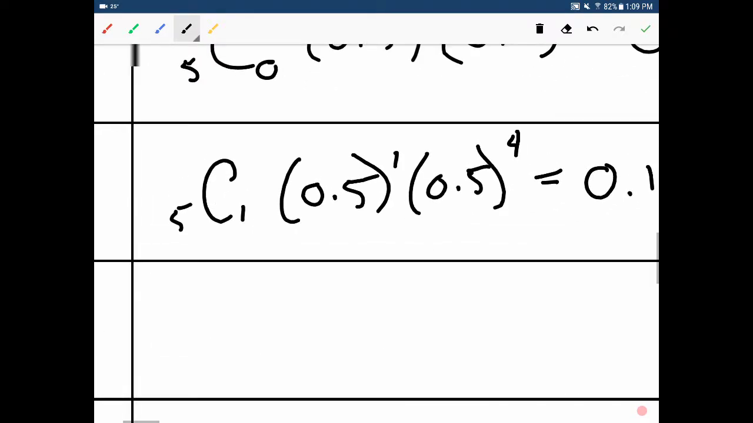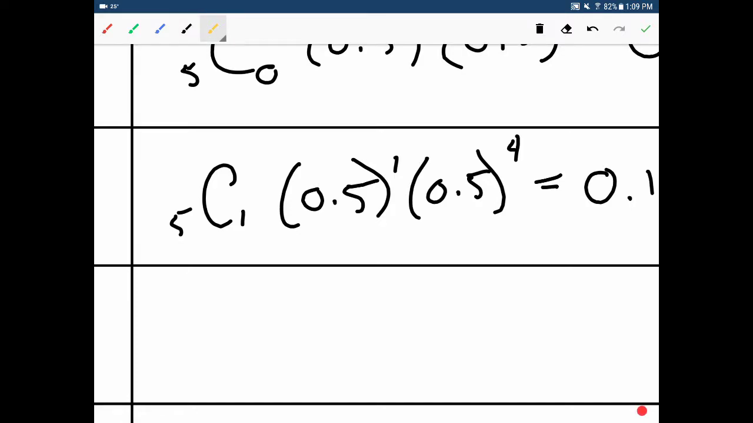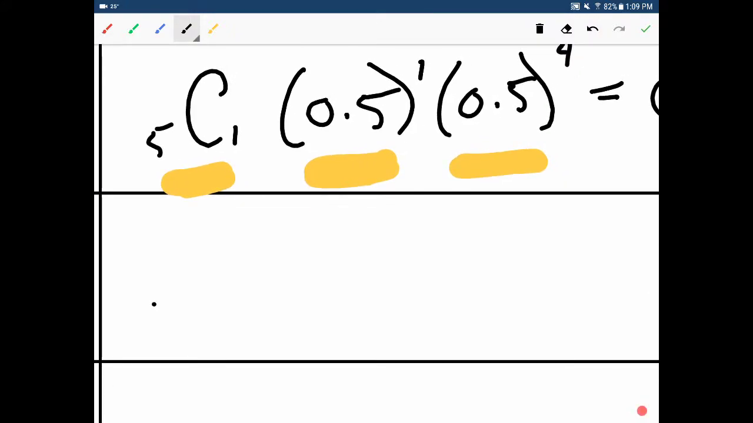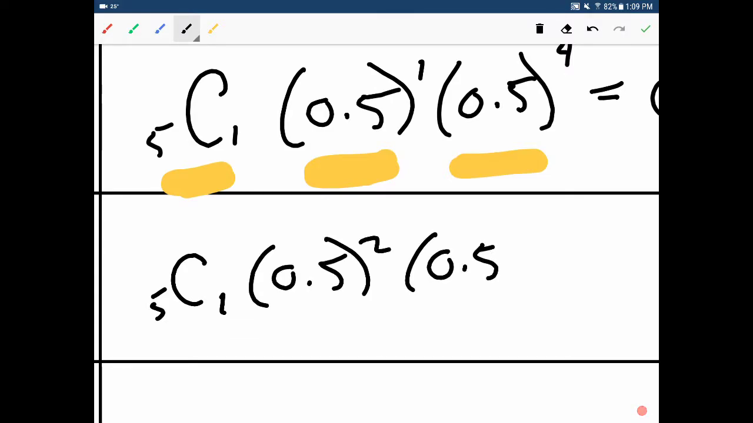Before I move on, what this one represents is us being successful, which in this case we wanted to happen once. This is us being unsuccessful, a failure, happening 4 times. And this here is just saying that it can happen in any order. We could have that 1 success first, or it could be second, and so on. So that's where those numbers come from. You don't necessarily need to know that, although it can be helpful in more complex questions. So we just keep going. We get 5 choose 2, 0.5 to the power of 2, 0.5 to the power of 3.